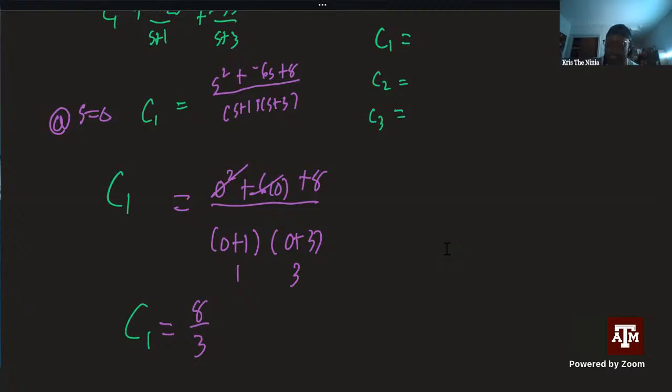Hope everybody's making sense out of this. So then you continue to do that for all of them. So going to number 2 now. We're doing C2. So now we can just fill in that this is 8 over 3.